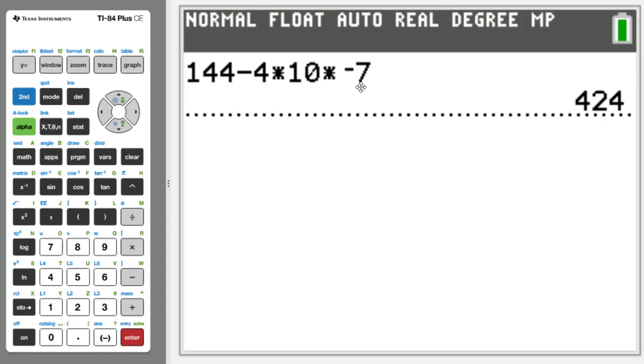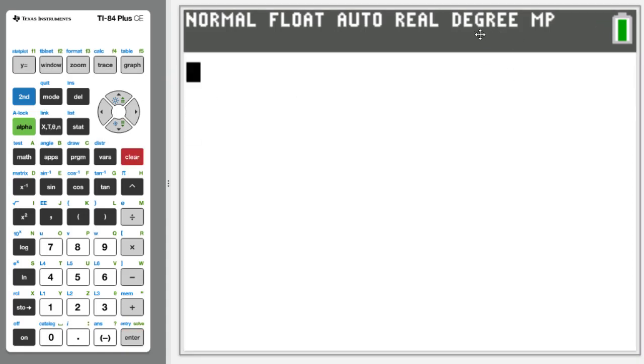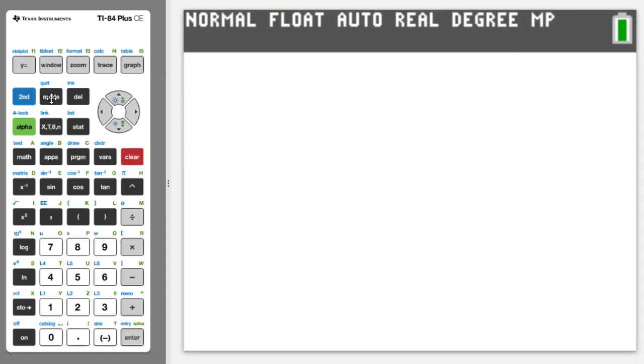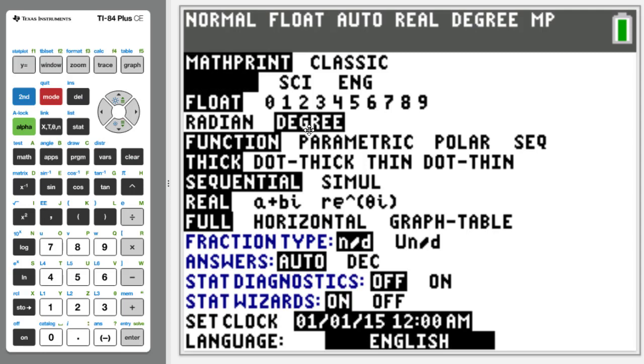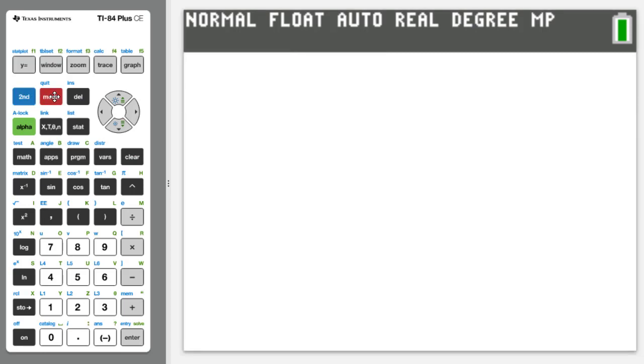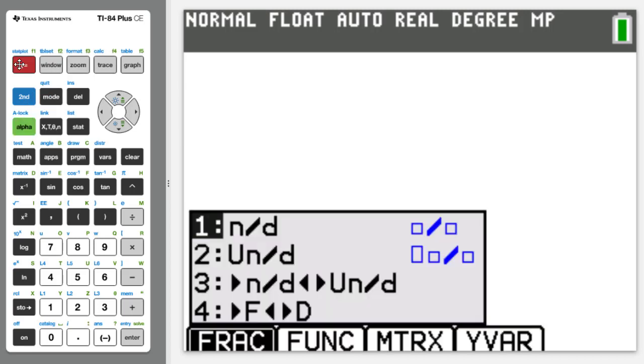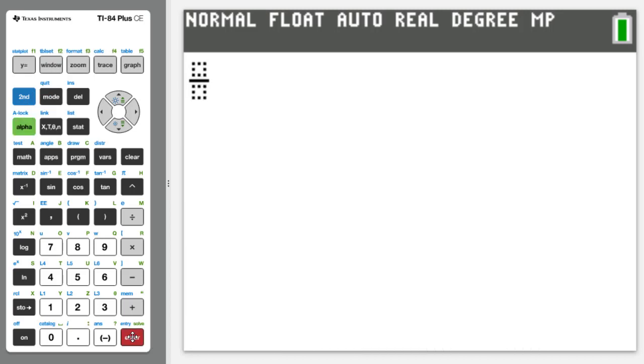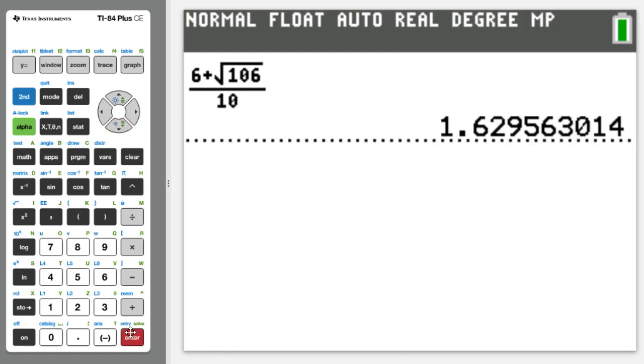So first off, I'll go ahead and clear out what's there, and just double check we're in degrees, which I am. But again, you would just go to mode, and make sure that degree is highlighted if you weren't in degree mode. And back here, I'm going to figure out the value of each of those fractions. So my fraction here, if I bring up the template, in front I had 6 plus the square root of 106, then all over 10. That gives me this specific decimal.